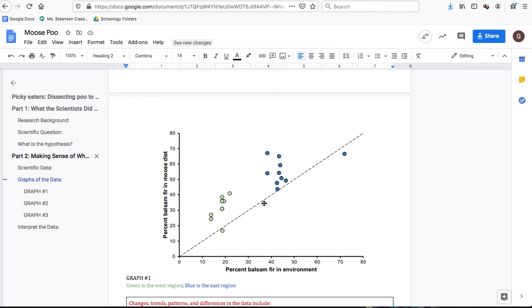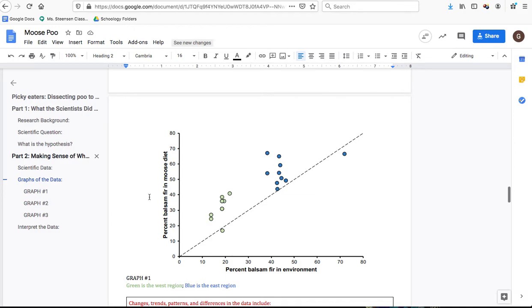And something else that I might say is that the moose seems to have a preference for balsam fir because, for the most part, the dots happen to be over this middle line right here. They're over this middle point.